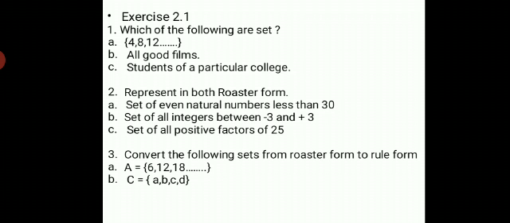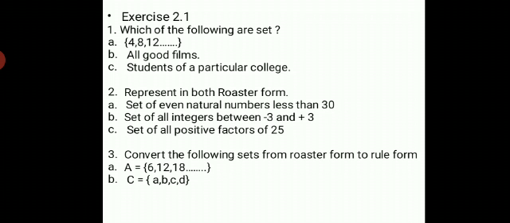Fine. So can you try the second main? Represent in roster form the set of even natural numbers less than 30. In roster form we will write the elements by listing them out, putting commas within a flower bracket. So this is a clue for you. You try. Similarly, the second one you can also do.